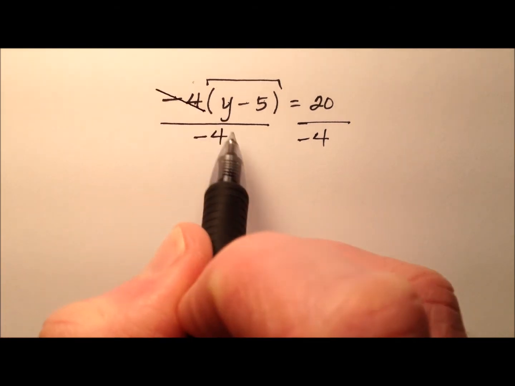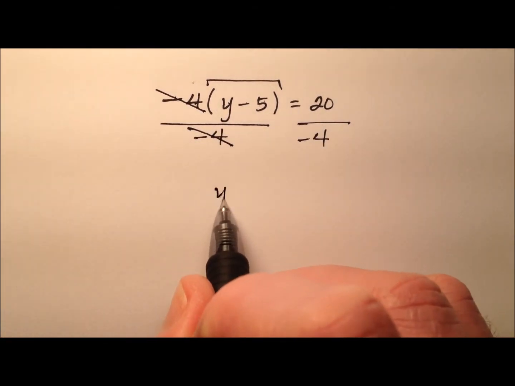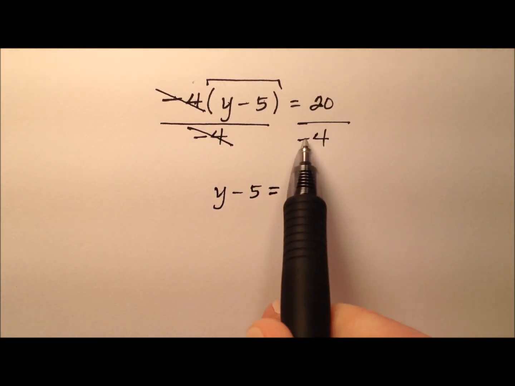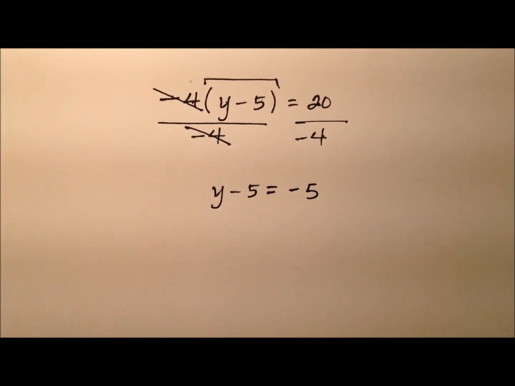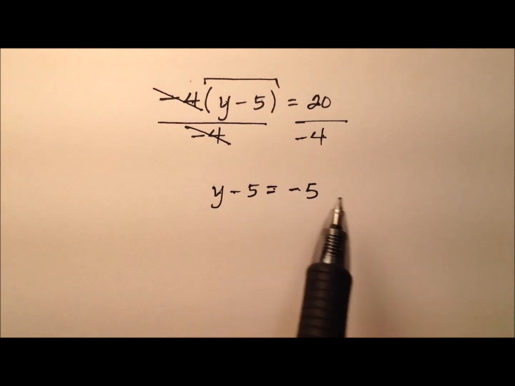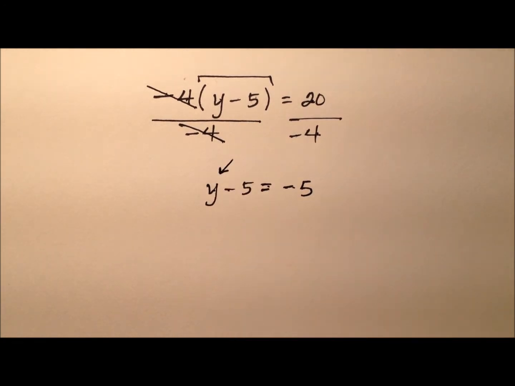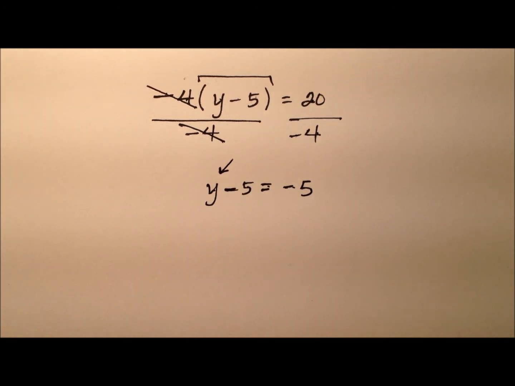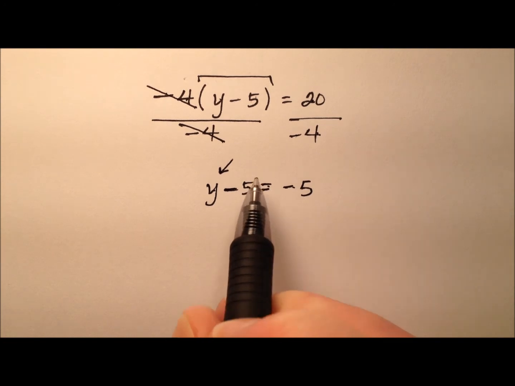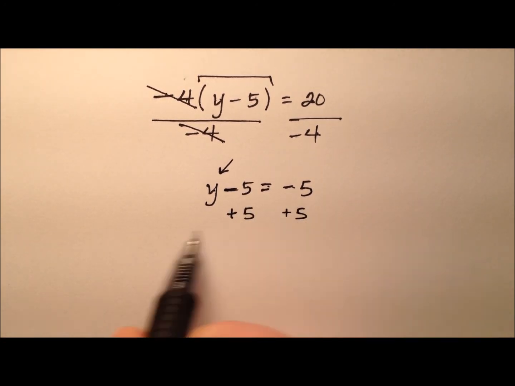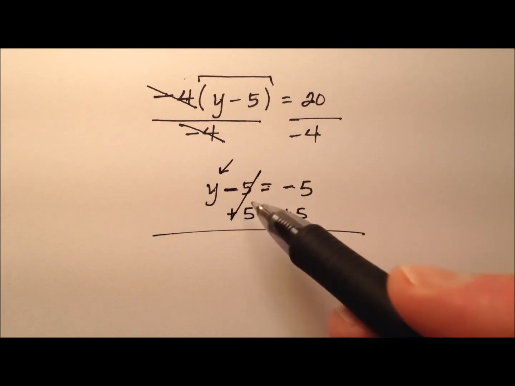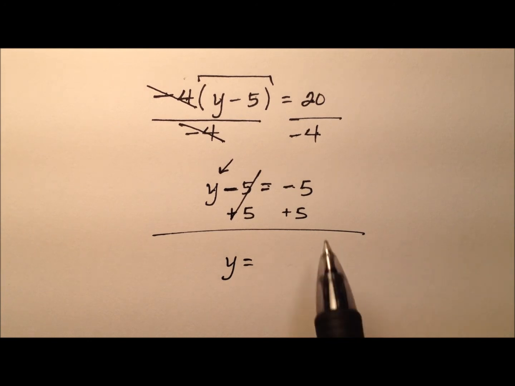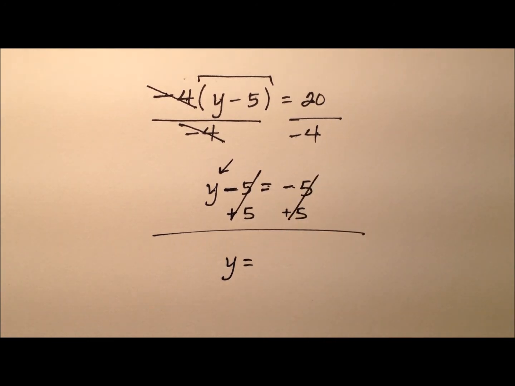So when we do that, the negative 4's will cancel. I'm left with just the y minus 5 on the left, and on the right side, 20 divided by negative 4, well, that's negative 5. So y minus 5 equals a negative 5. So to get that y all by itself, I'll do just one more step, and I'll get rid of this negative 5. And so we'll use the inverse operation of subtracting 5, and we will add 5 to both sides of the equation. All right, that's nice because on the left side, those 5's cancel, so the y is all by itself. Interestingly enough, on the right side, those 5's also cancel.